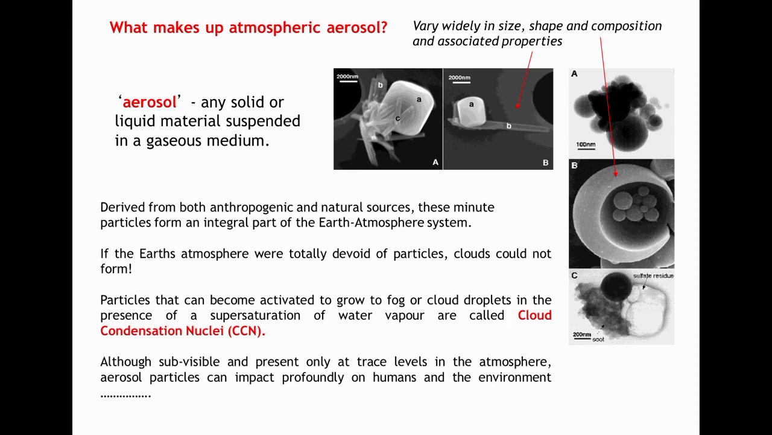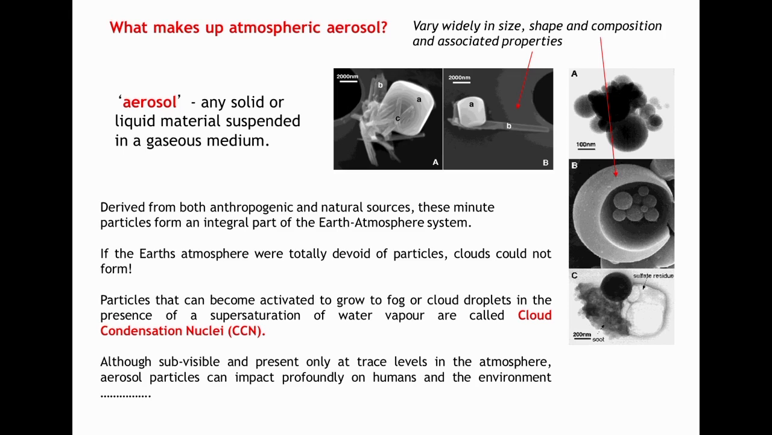Because you can't see most of the particles, because they're subvisible, and they're only trace amounts. So what sort of trace amounts? Do you know what the sort of amounts of particles are in the atmosphere? How would you measure, or how would you describe the amount of particles in the atmosphere? Parts per million. That's difficult. Would that be parts per million by mass, or parts per million by volume? That's how you'd normally describe the mixing ratio of gases.